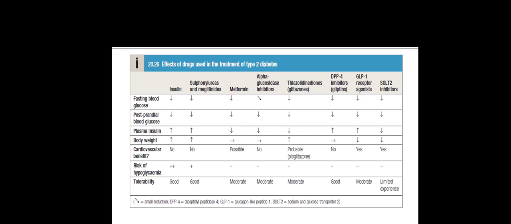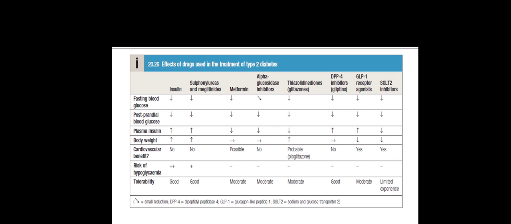So first you have the insulin, which reduces both postprandial as well as fasting glucose. It increases the plasma insulin level, thus it also increases body weight. There is definitely risk of hypoglycemia, but better tolerability provided the patient becomes willing to take insulin. There's an initial inertia to initiate insulin, but once insulin is initiated, there's better blood sugar control and reduced long-term complications of diabetes.